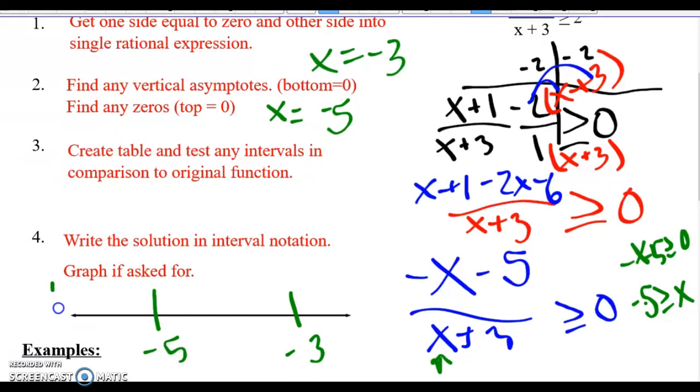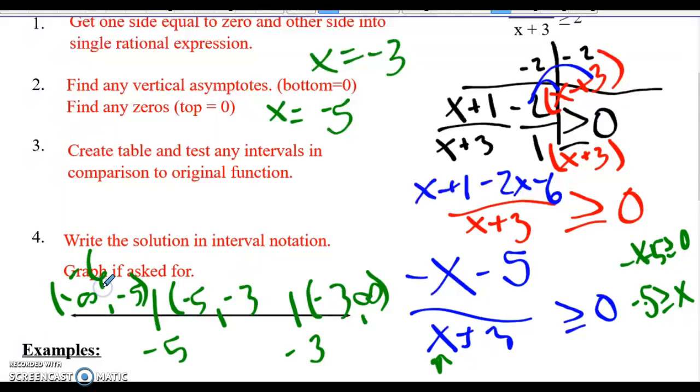That gives me negative infinity to negative 5, negative 5 to negative 3, negative 3 to infinity. Now I just do some test points. Let's try less than negative 5. How about negative 6? I plug that back in just like I always would. Negative 6 minus 11 is negative, and negative 6 plus 3 is negative, so therefore positive.